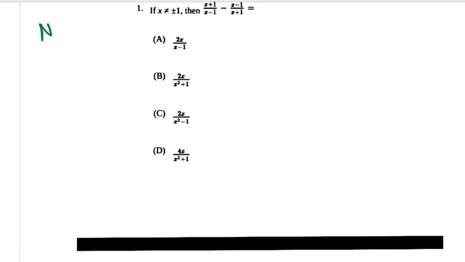Today we are going to do some numericals which will be important for various exams, various competitive exams.